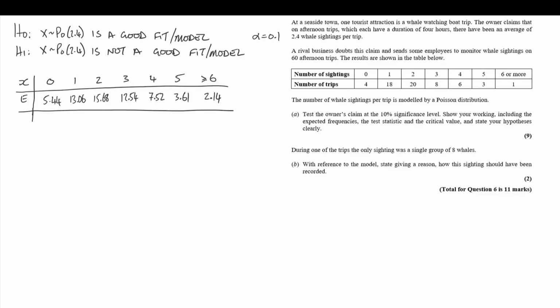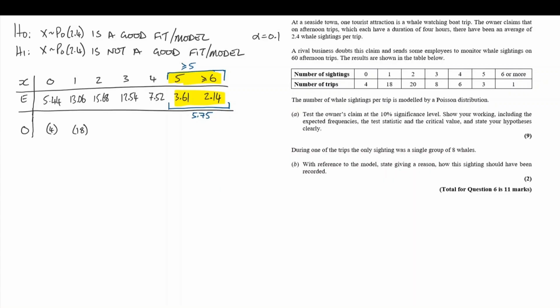The reason I always want to start with the expecteds is because they will dictate if we need to do any combining, if any groups need to be merged together. We're looking for expecteds that are below 5. Any expecteds below 5 need to be combined. And here I can identify that these are the ones that need to be combined. So I will refer to this group as greater than or equal to 5, and its expected value is 5.75.